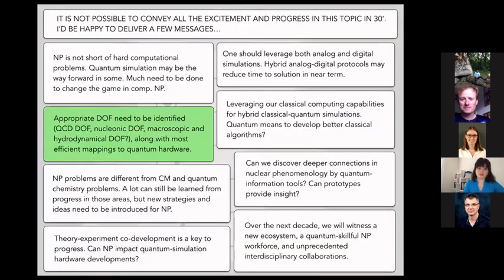So again, we have been limited by the sign problem, and we would like to avoid this by leveraging quantum simulation and quantum technologies. So the next message is that in the same way that in classical computing, we've been cleverly defining the appropriate degrees of freedom of the system, given the physics that we are interested in, we have to approach these kinds of problems with quantum simulation the same way. So identify the degrees of freedom, whether we're interested to start from the QCD degrees of freedom or nucleonic, or maybe macroscopic or hydrodynamical degrees of freedom. And then along the way, find the most efficient mappings of these degrees of freedom and their interactions to the quantum hardware. So what do I mean by this?